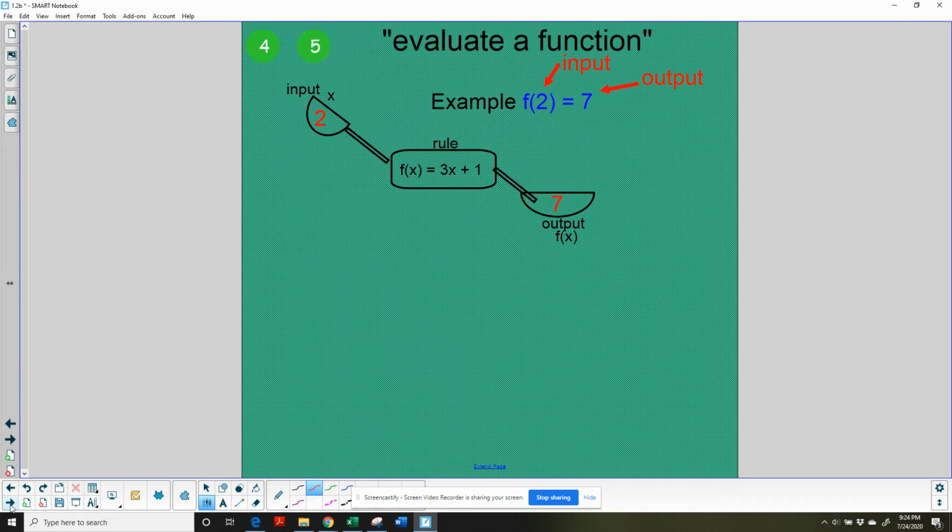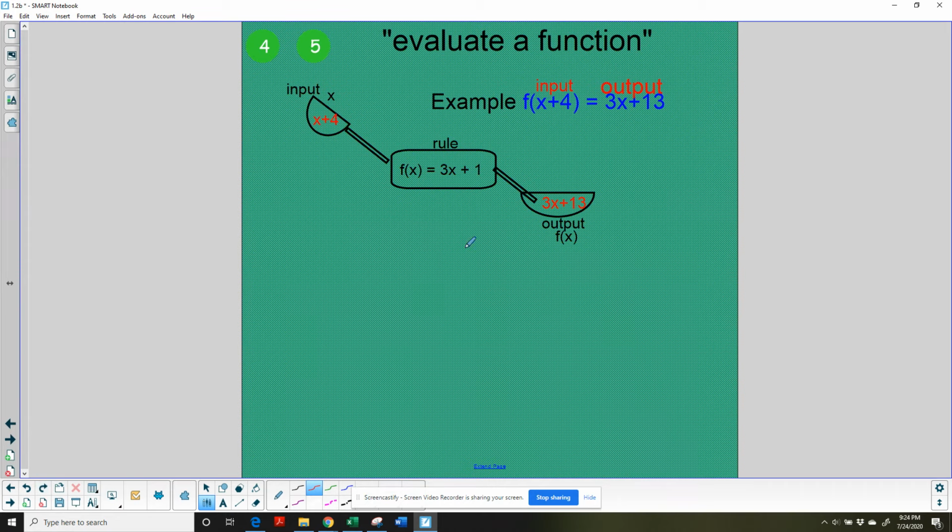So be sure you can read function notation. If I say f of 2 equals 7, that means x is 2, your output is 7. You can see it here. If x is 2, you get a 6 plus 1, which is 7. So be sure you understand what this is. If you need more information on that, please let me know and I will provide that.